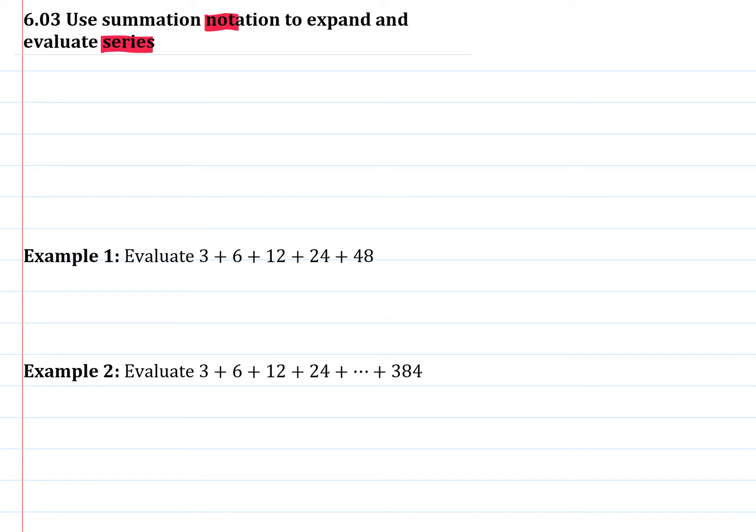Here we go. Example 1, evaluate 3 plus 6 plus 12 plus 24 plus 48. We say it's a series because we're adding up a bunch of terms, and the terms themselves follow a clear pattern. So these are terms that come from a sequence. So if we're adding these up, you can just use your calculator. Type it all in. I think you get 93. It's no problem. It's pretty easy.